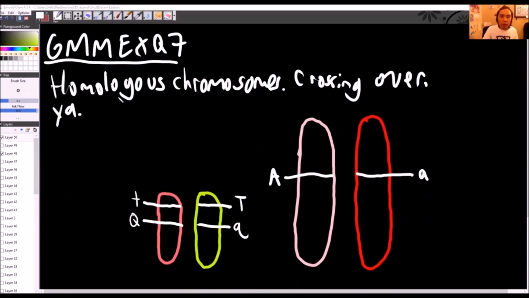Example question 7. You have homologous chromosomes. It's crossing over. Yeah, let's do it. Okay, it doesn't matter if we cross over here because we're only focusing on 2 genes. Doesn't matter. But here it does matter.